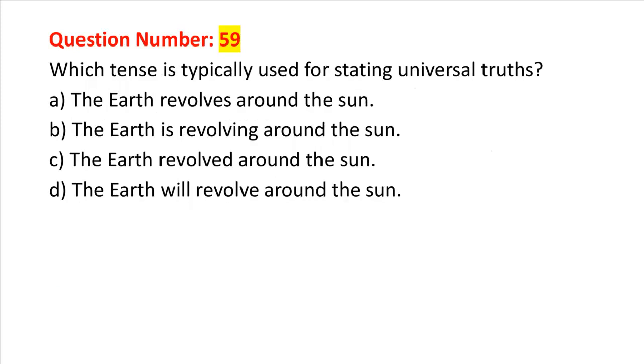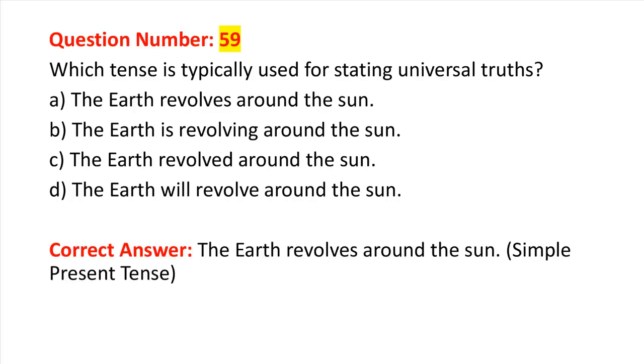Question number 59. Which tense is typically used for stating universal truths? A. The earth revolves around the sun. B. The earth is revolving around the sun. C. The earth revolved around the sun. D. The earth will revolve around the sun. Correct answer, the earth revolves around the sun, simple present tense.